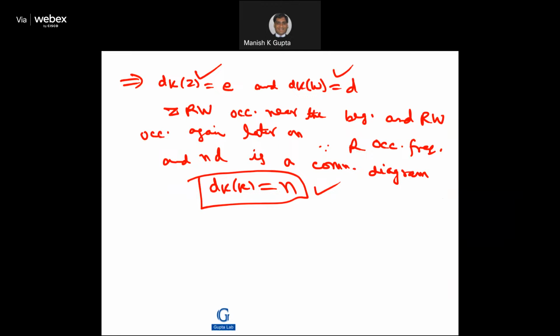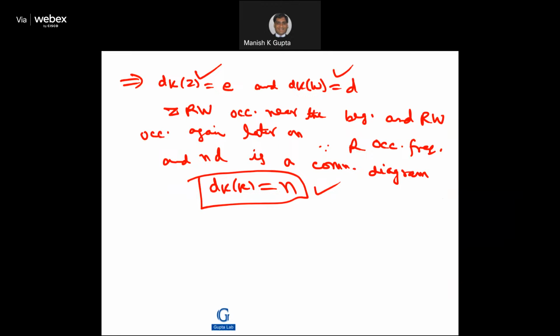So ZRW occurs near the beginning and RW occurs again later on. Since R occurs frequently, and D is a common digram, basically that means we guess that the decryption of K is N.